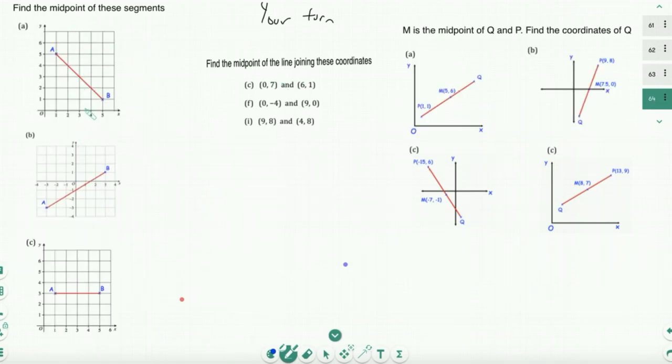So here, find the midpoints. You can either use your formula or just use it by eye. Here, find the midpoints of the line joining these coordinates. Probably best to use the formula. And here are those tricky ones where you're given the midpoint. You know one end, and you have to find the other end. So you can use your formula again. Just plug in the right numbers in the right places and work backwards from there.